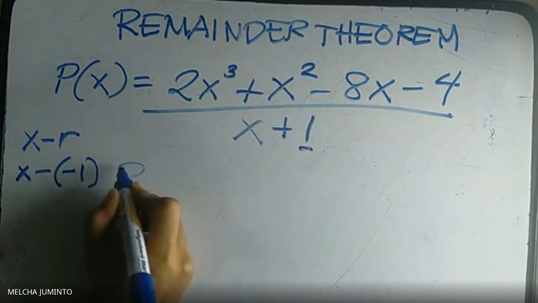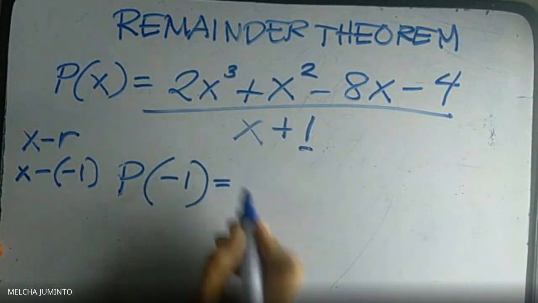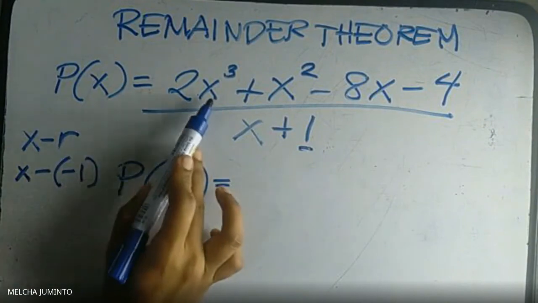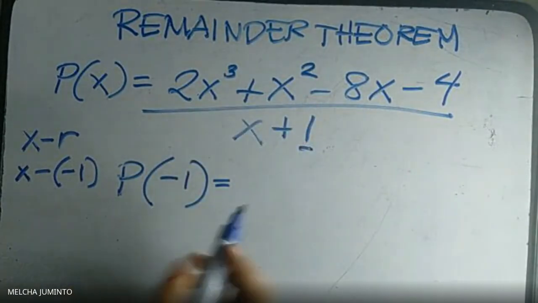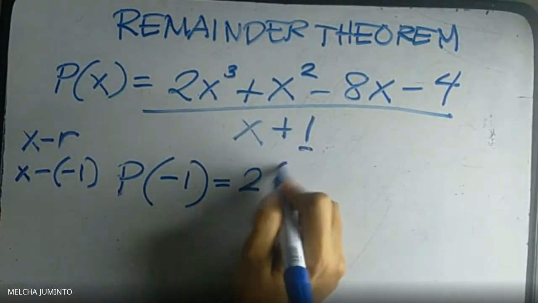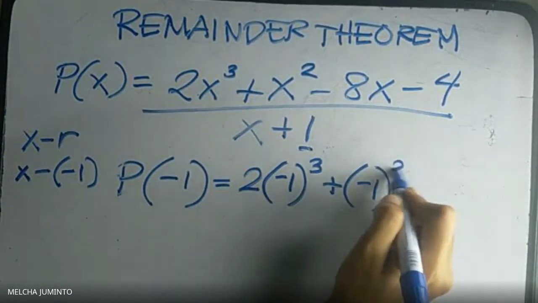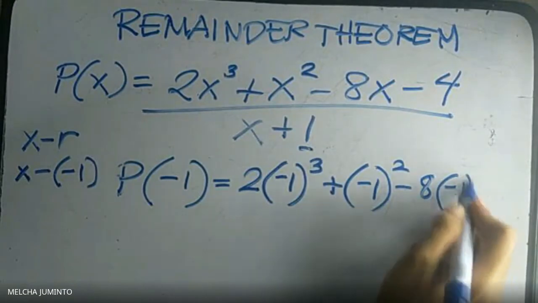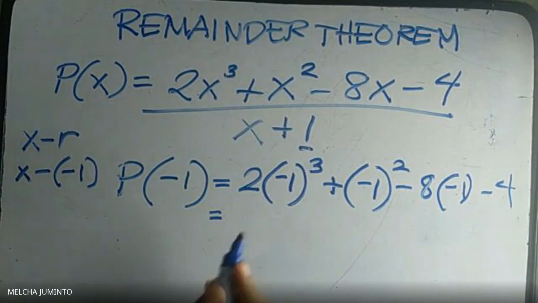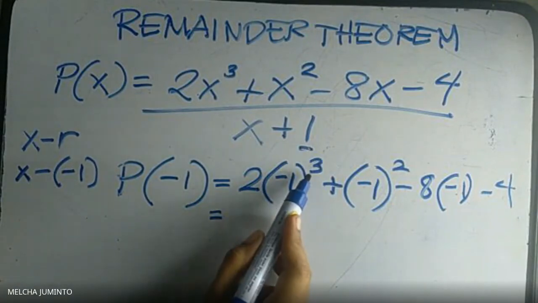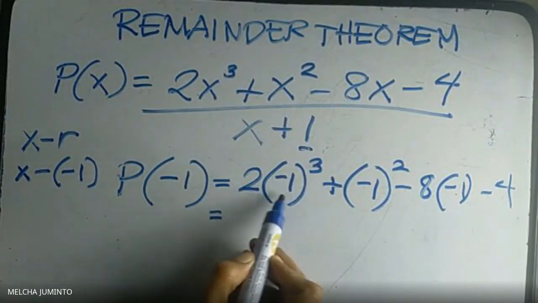Now let us proceed with the solution to find the remainder. We will now write P of, we are evaluating using the value of x as negative 1, equals: all variables in the polynomial, the dividend, will be changed to negative 1. So we will write 2 times negative 1 cubed plus negative 1 squared minus 8 times negative 1 minus 4. Then simplify or solve the equation. We need first to apply the exponent before you multiply. The rule states that exponent comes first before multiplication.